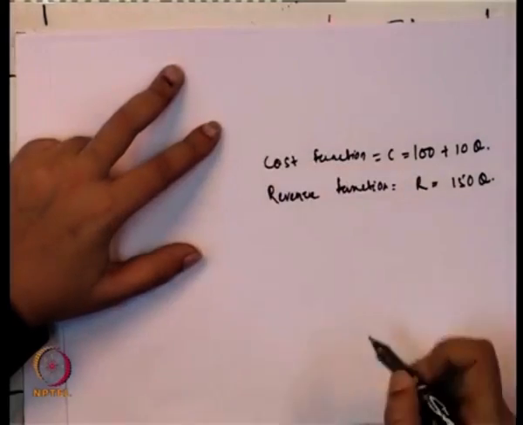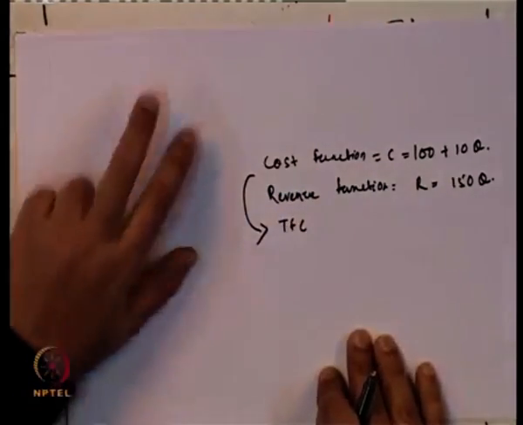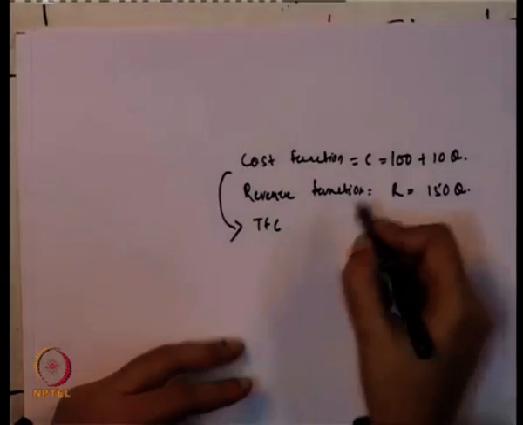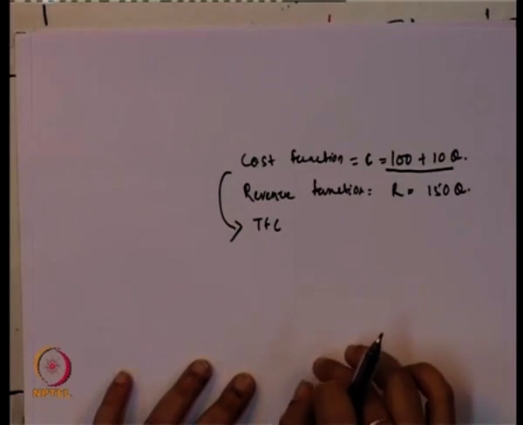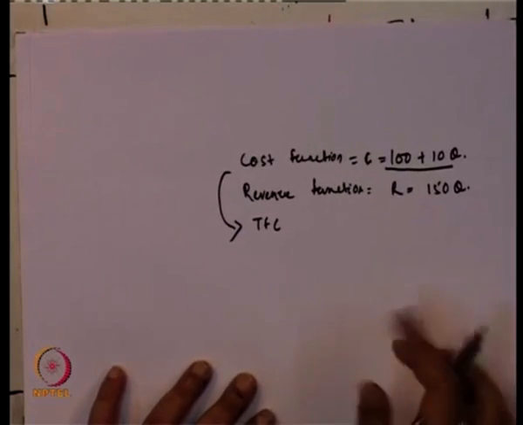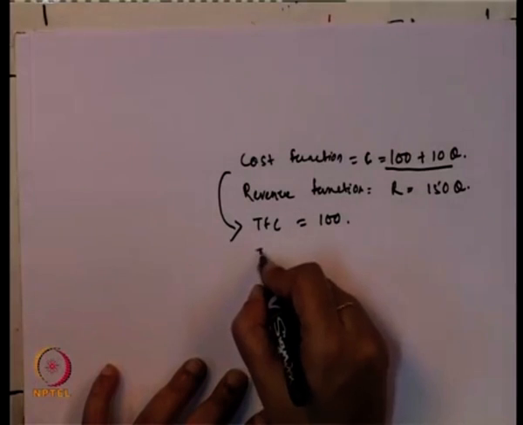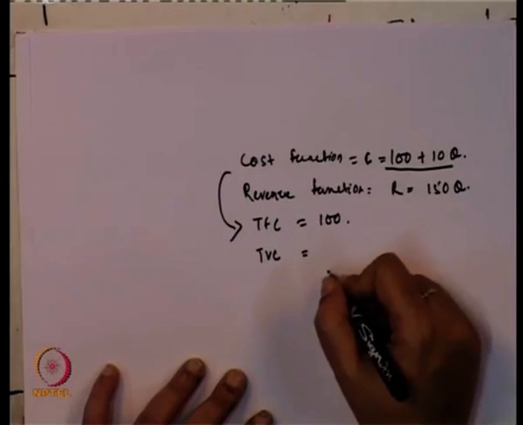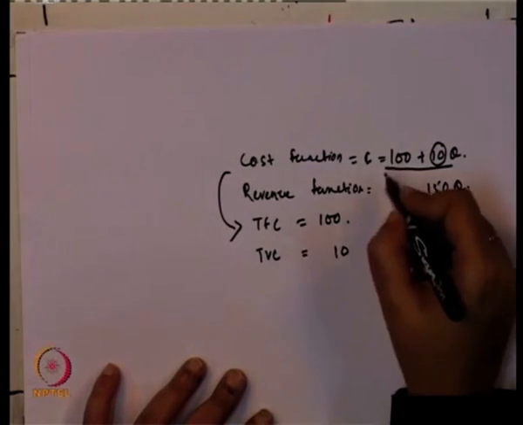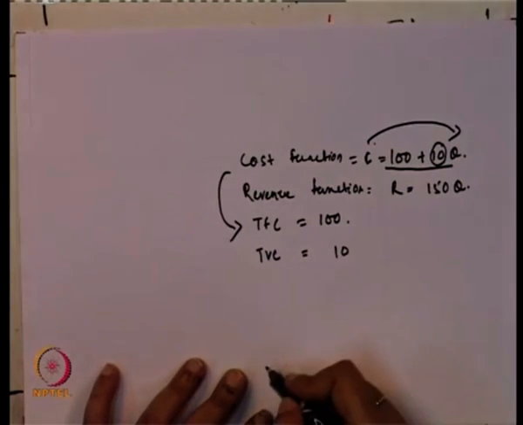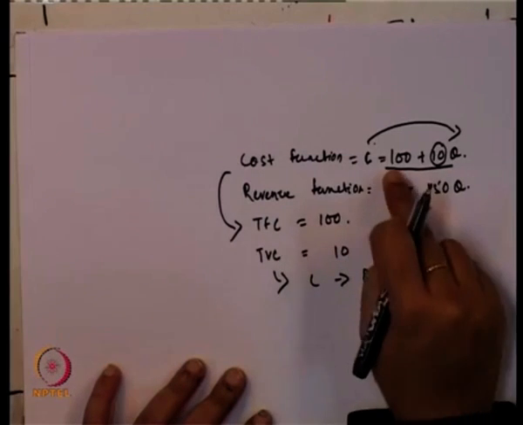Now, this is the total cost function, 100 + 10Q. What is the fixed factor here in the cost function? The fixed cost is equal to 100. And what is the total variable cost? The variable cost varies at a constant rate of 10 per unit, because C will change with respect to Q. This happens in the case of variable cost, because fixed cost is constant at 100.